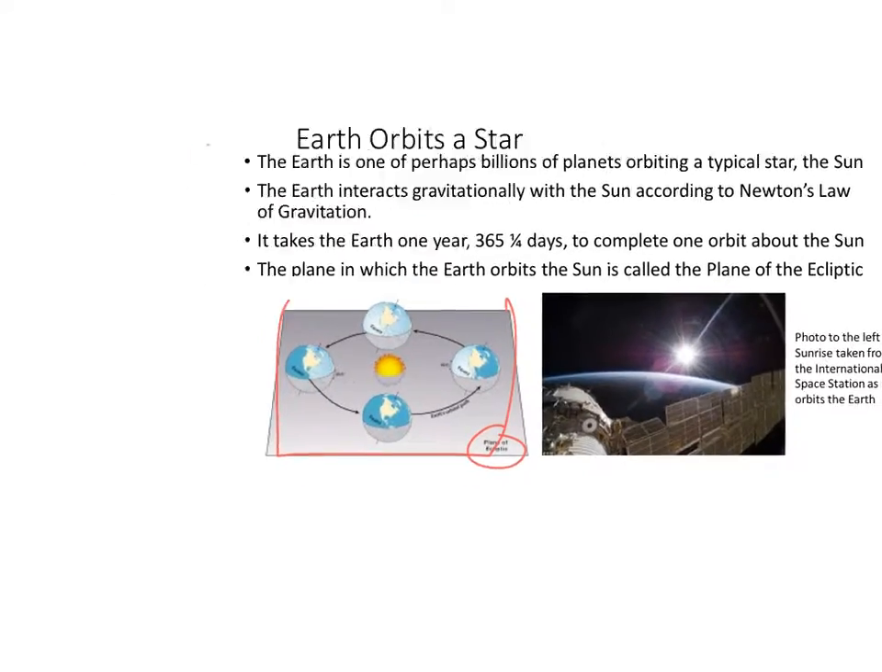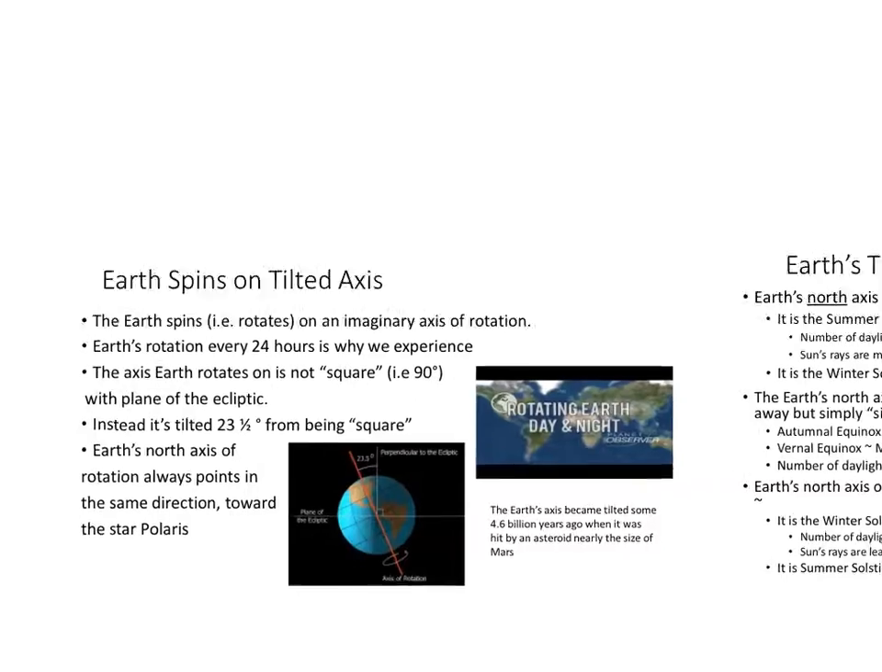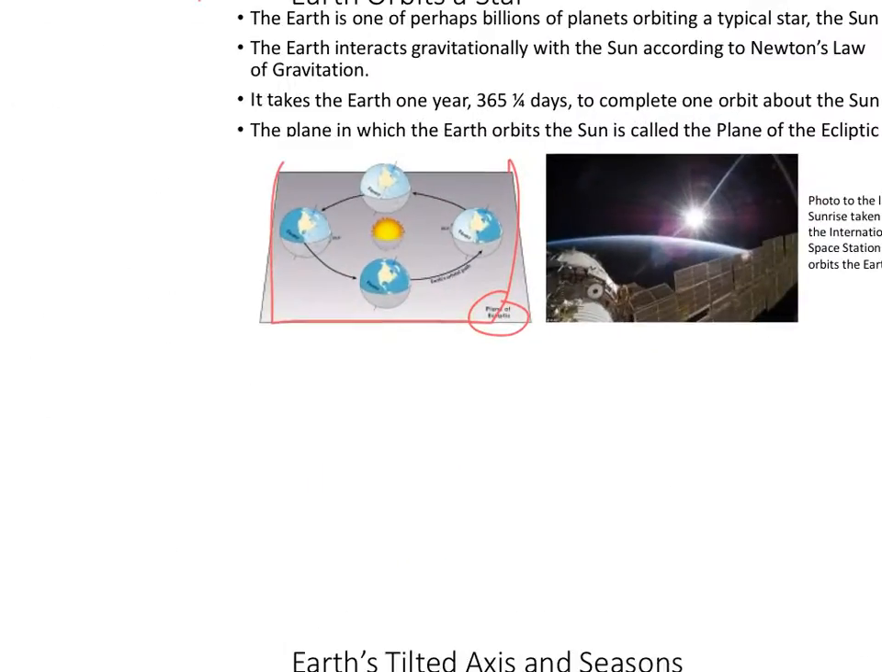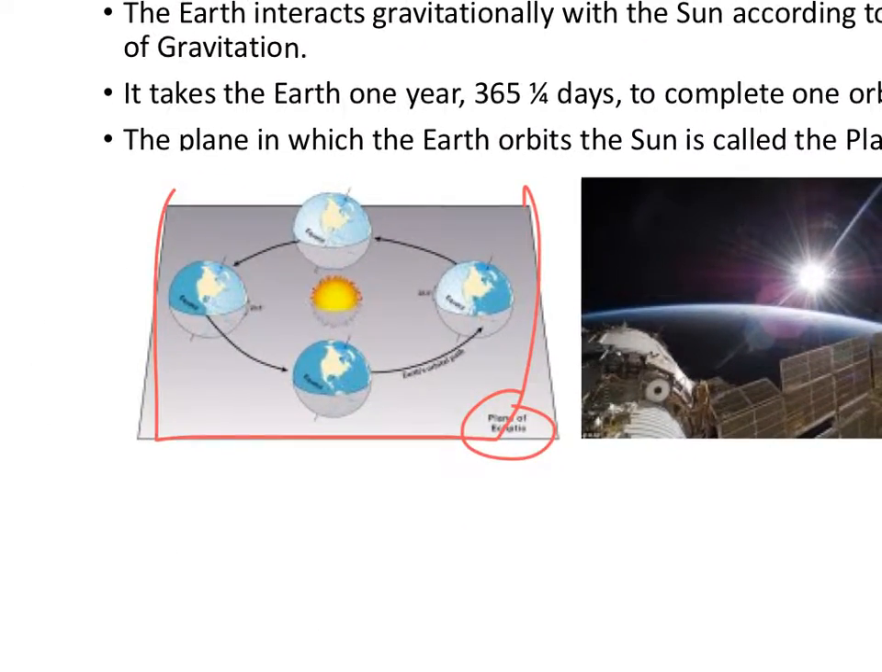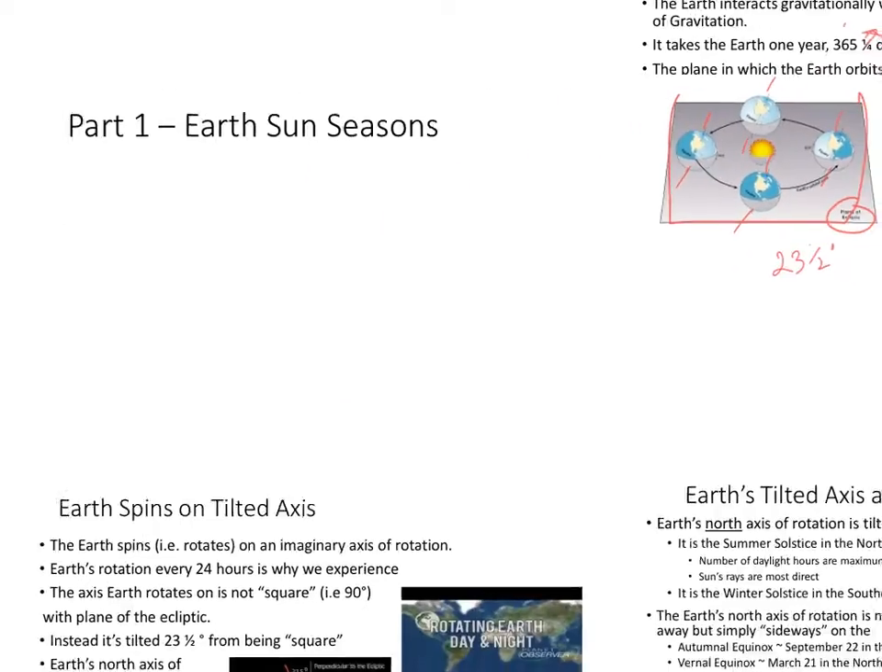One of the things I see on your test is the Earth's tilted axis of rotation, and you can see it here. That is actually why we have seasons. The axis of rotation is tilted, and the specific degrees, on the next slide, is 23.5 degrees. It's always directed to the star called Polaris. So it's tilted 23.5 degrees, always toward Polaris, as it orbits the sun.